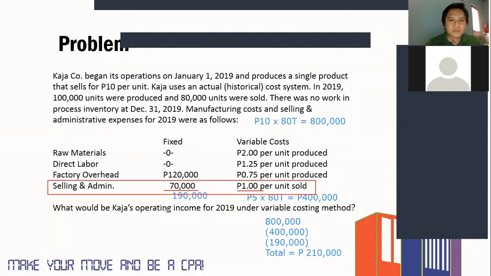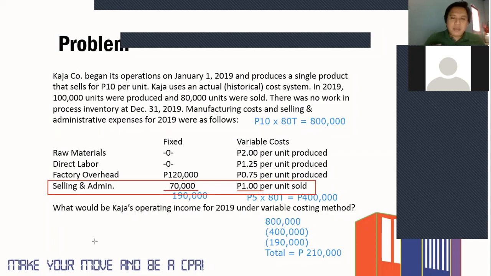So, ibig sabihin, if you use variable costing, the total selling and administrative is 1 peso multiplied by 80,000 plus 70,000. That's your total selling and administrative. If you are going to use absorption costing, it's the same thing: 70,000 plus 1 multiplied by 80,000 units. It's the same. Now, saan manggagaling yung difference ng profit between the two methods? That's a good question. Generally, the income under absorption costing is higher than under the variable costing method.